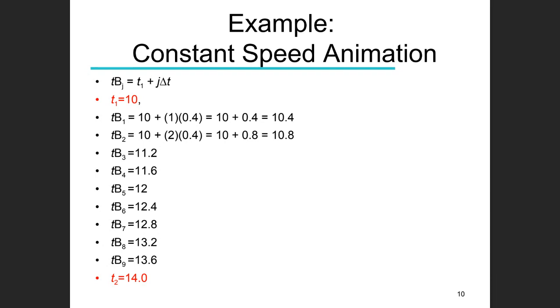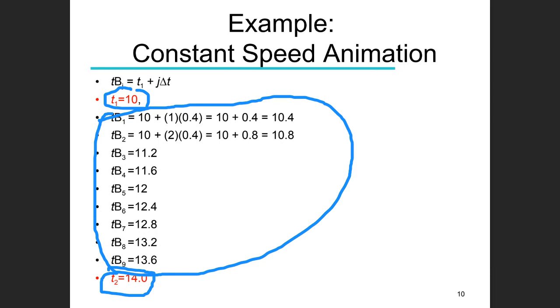So this is the ninth in between frame, shown at the time 13.6. And then finally we have to show the second keyframe, which is at the time 14.0, whatever second, millisecond units are there. So initially we have the time for the first keyframe, we have the time for the second keyframe, and then by using the equation we calculate the timing for the in between frame in the constant speed animation by using the value of the delta t.